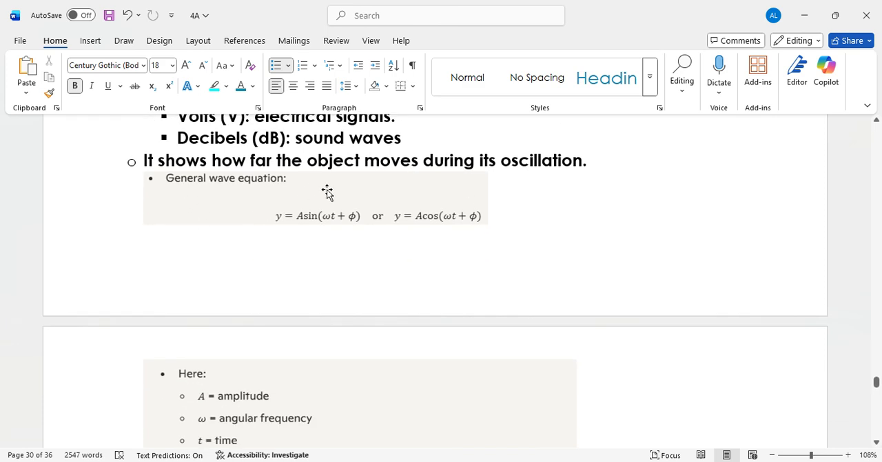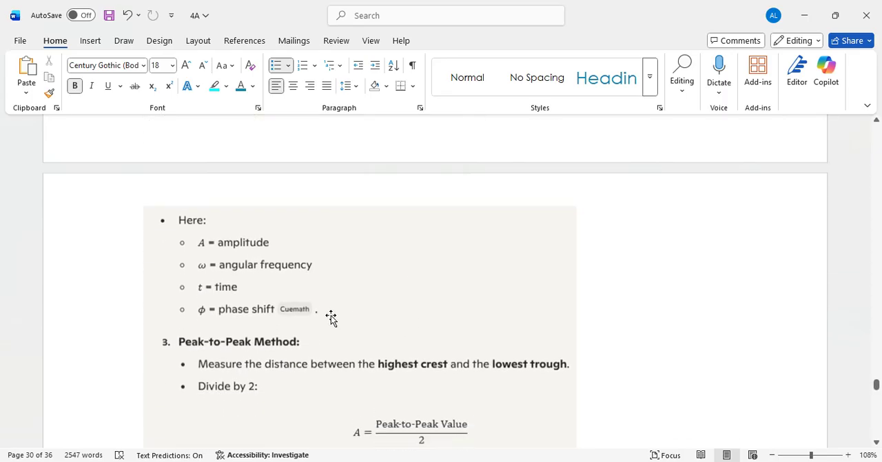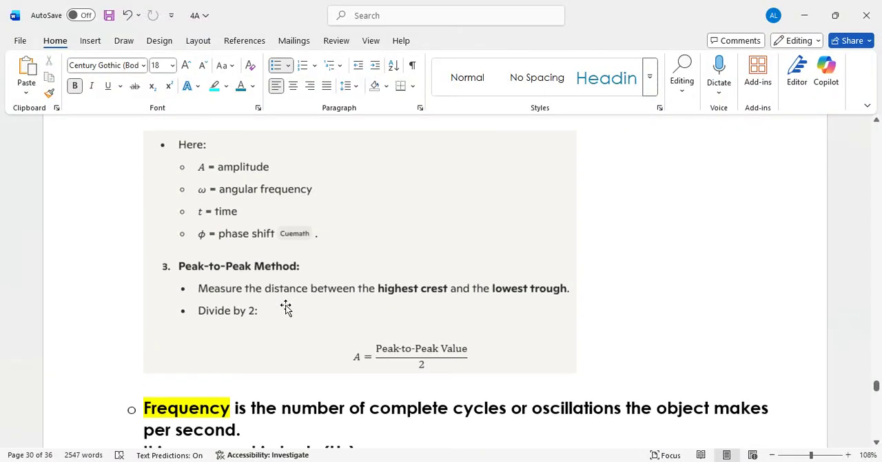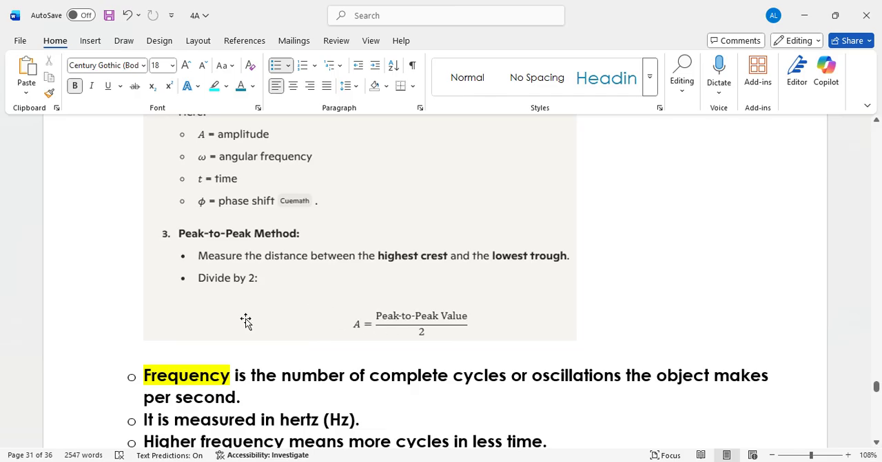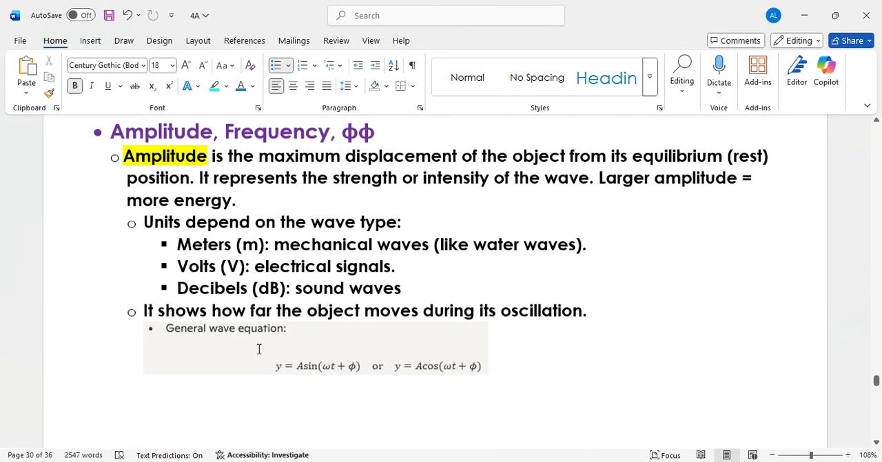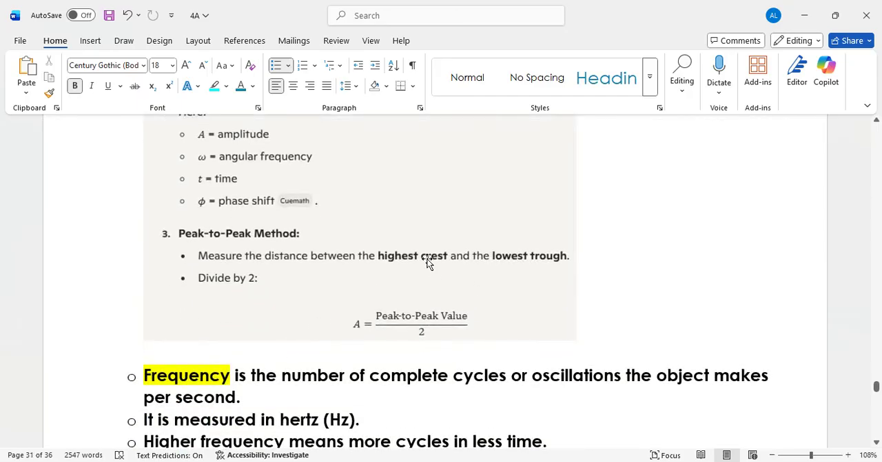So the general wave equation is y = A sin(ωt + ψ), or y = A cos(ωt + ψ). In this formula, the terms are amplitude, angular frequency, time, and phase shift. Peak-to-peak method: measure the distance between the highest crest and the lowest trough, divided by 2, right? So you can also calculate the amplitude by this particular formula.